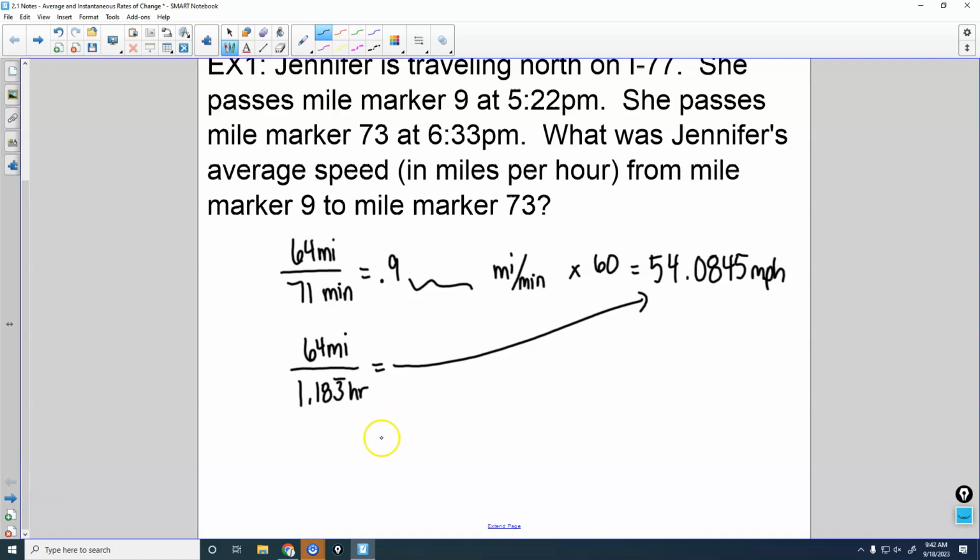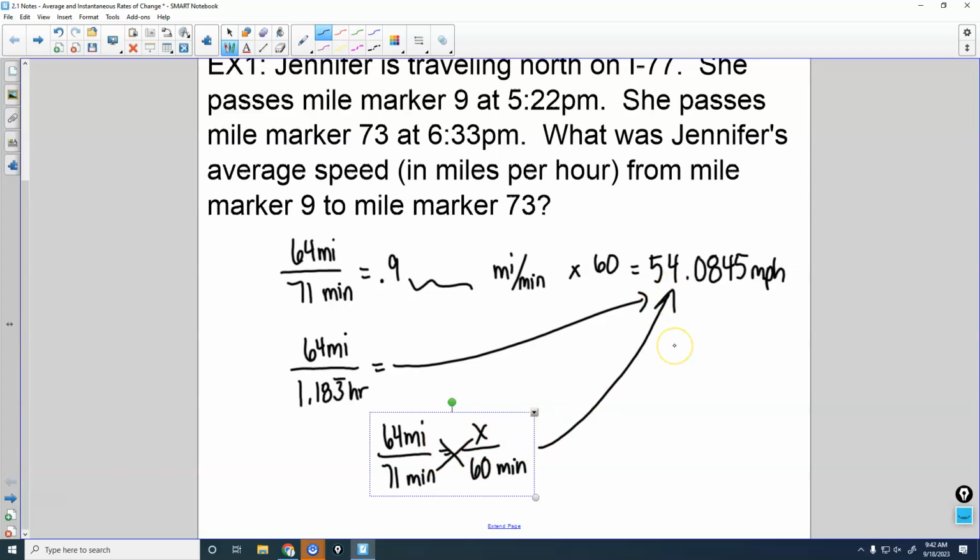I think back here on Caitlin's, I saw this: 64 miles over 71 minutes equals x over 60 minutes. And that worked, didn't it? Got you the same number. Cross multiply and solve that, you'll get the same number. So if you're figuring out how far you can go in this many minutes, you want to know how far you can go in 60 minutes. That's a good way to do it. Did anybody else do it differently?